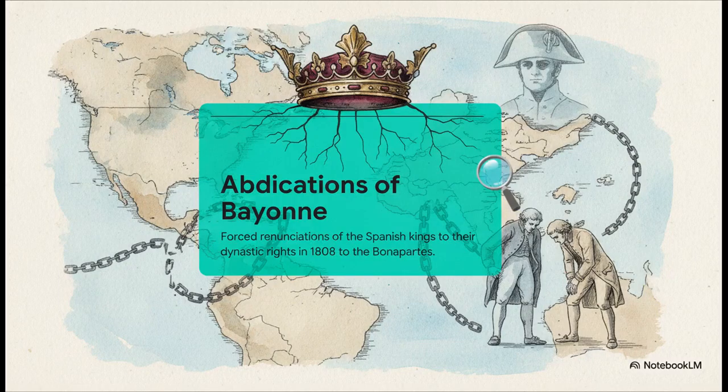To truly grasp the magnitude of this, we have to understand what these abdications of Bayonne actually meant on the ground. This wasn't just a simple change of management. By forcing the Spanish kings to hand their dynastic rights over to the Bonaparte family, Napoleon effectively destroyed the old regime of the Spanish Empire. Because the colonies in the Americas belonged legally to the crown, the sudden capture of the legitimate king created a massive, immediate power vacuum across both hemispheres.